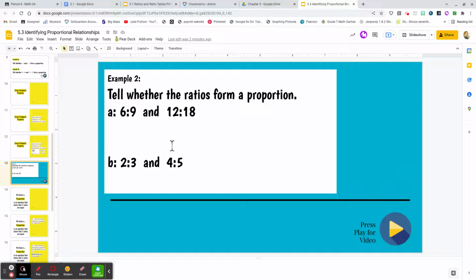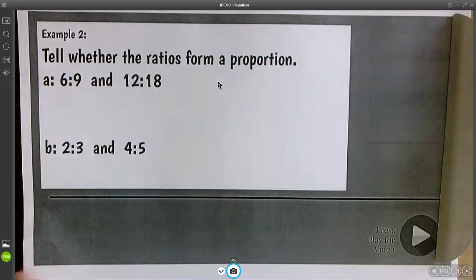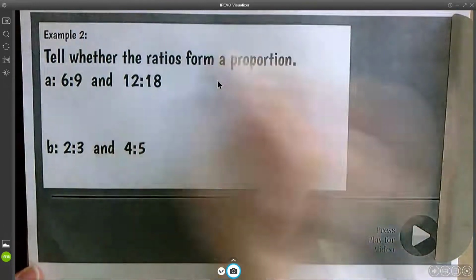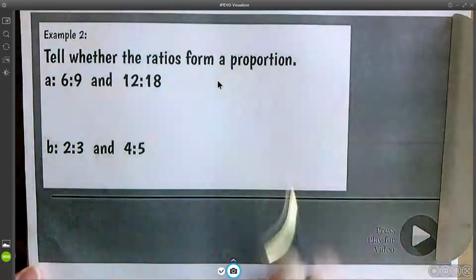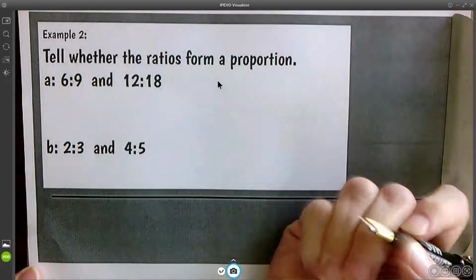In example two, again, it's giving us two different ratios and asking us if they form a proportion. They're doing it in question A and in question B. So just like in example one, we're going to set up A over B and check to see if it's equal to A over B. But we now have another way to check if it forms a proportion rather than just using math facts.